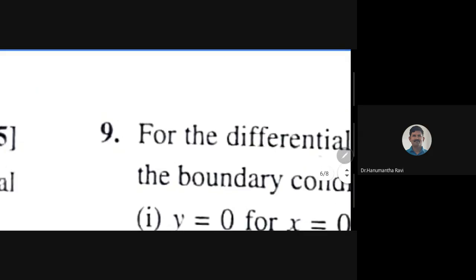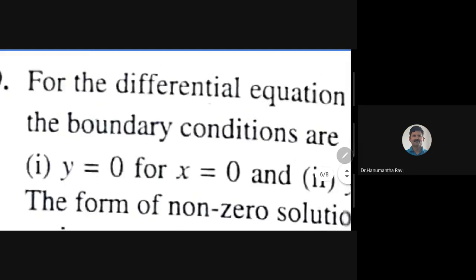1 by 5 e power 2x is the particular integral, and D is also there, I think. So B is the answer here. Similarly, if you look at the 10th question, that is a similar one.